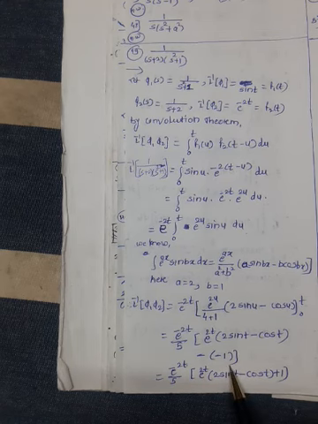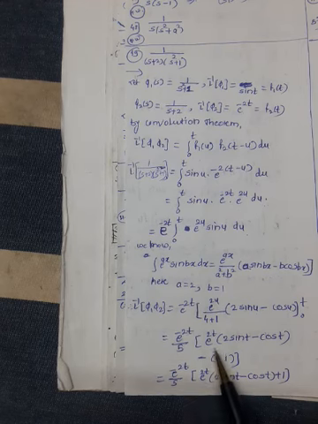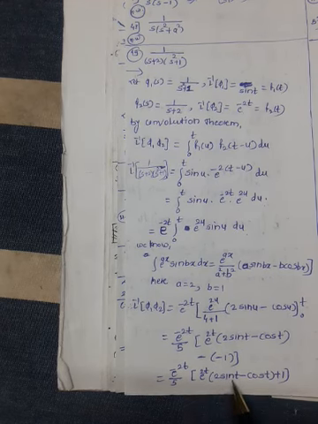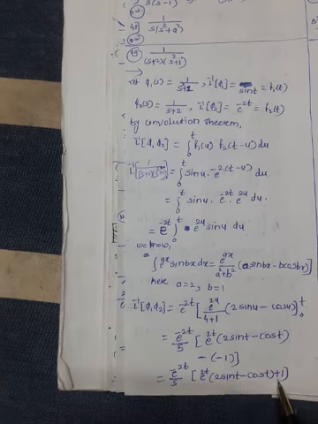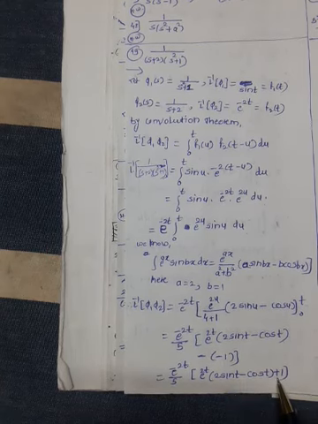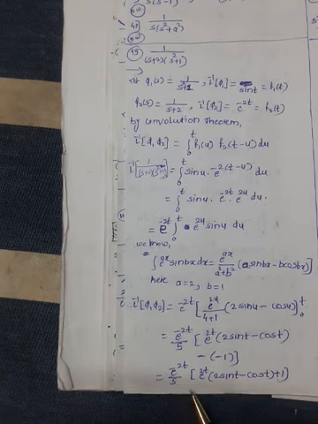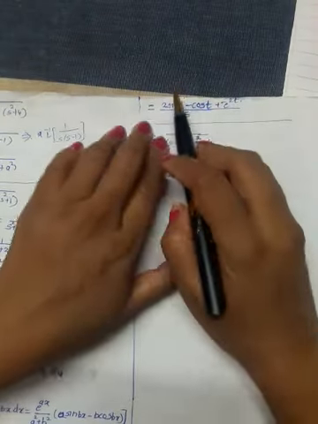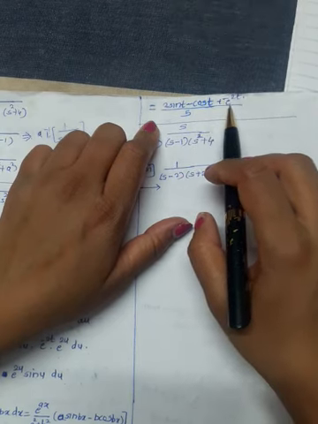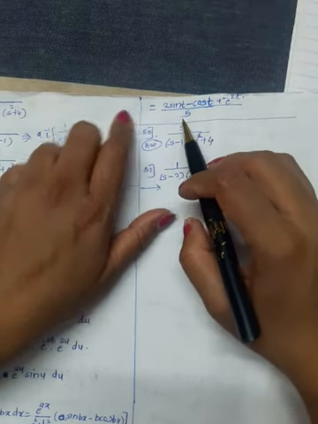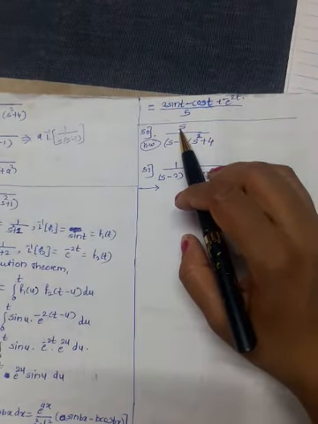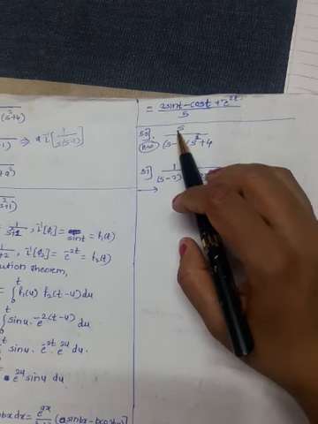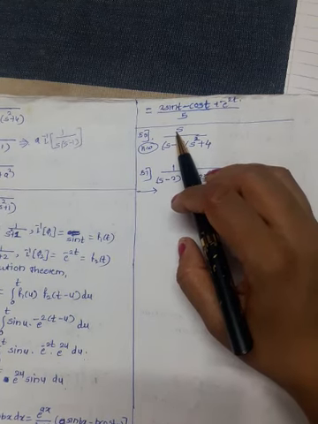This is the answer. Now simplify this as it is in the bracket: e raised to 2t, 2 sin t minus cos t, minus minus plus 1. Now take this e raised to minus 2t upon 5 inside, and we get the most simplified answer: (2 sin t minus cos t plus e raised to minus 2t) whole divided by 5. This is one more example of the convolution theorem.